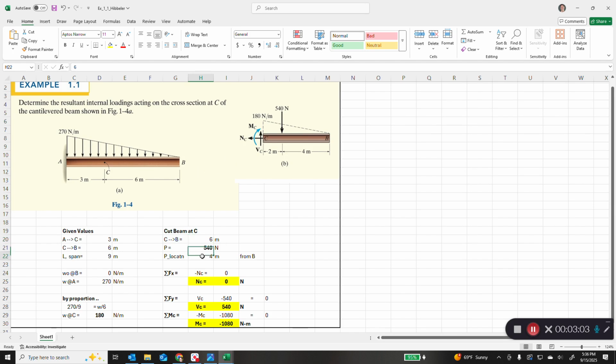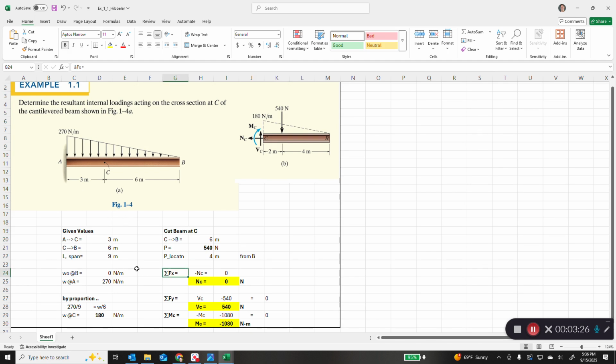And the location of that is at the centroid of that triangle, so it's 2/3 of the distance from B to C, so that would be 4 meters. So I just multiplied C to B, which is this cell, by 2/3. And there we have it. So everything's interactive. If we change point C to a different point, for example, we could easily just do that in the sheet. So now we sum the forces.